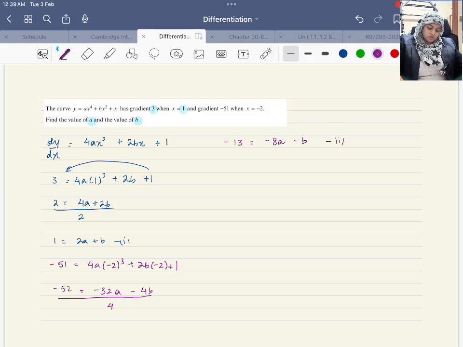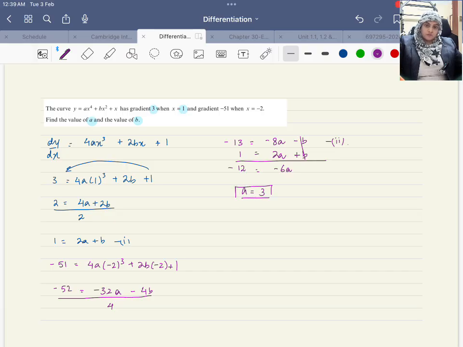This is equation 2. I have deliberately not divided the entire equation by minus 4 because I want to add both the equations. Why am I adding both the equations? To eliminate b. So I write 1 is equal to 2a plus b. I add both the equations. Minus b plus b cancels. This becomes minus 6a. This becomes minus 12. A is equal to 3.